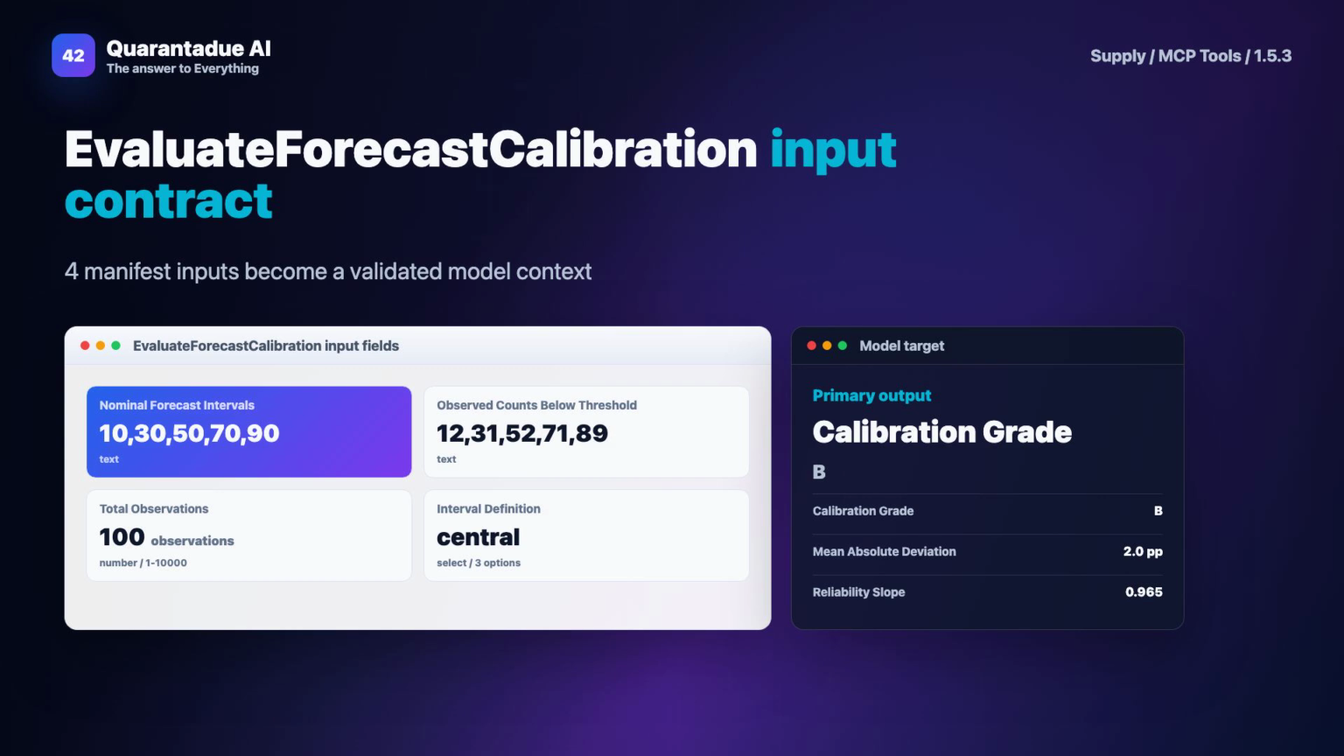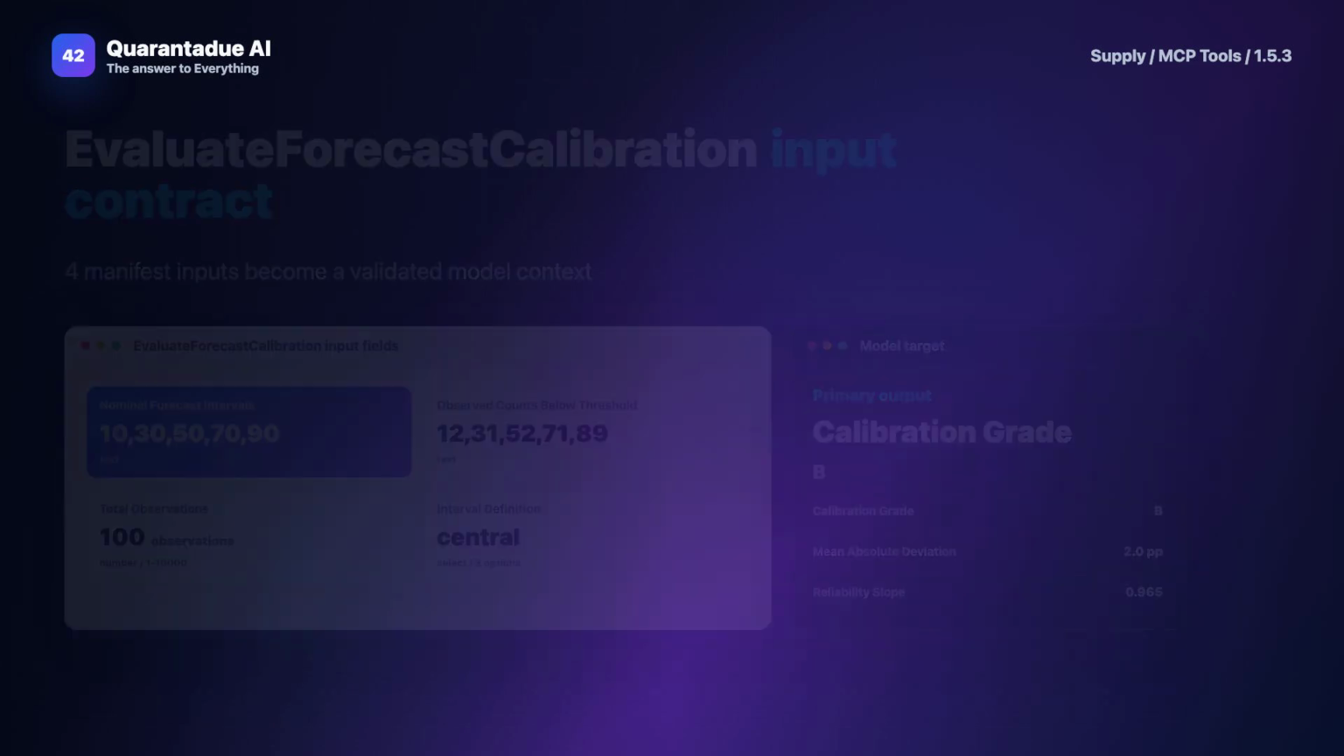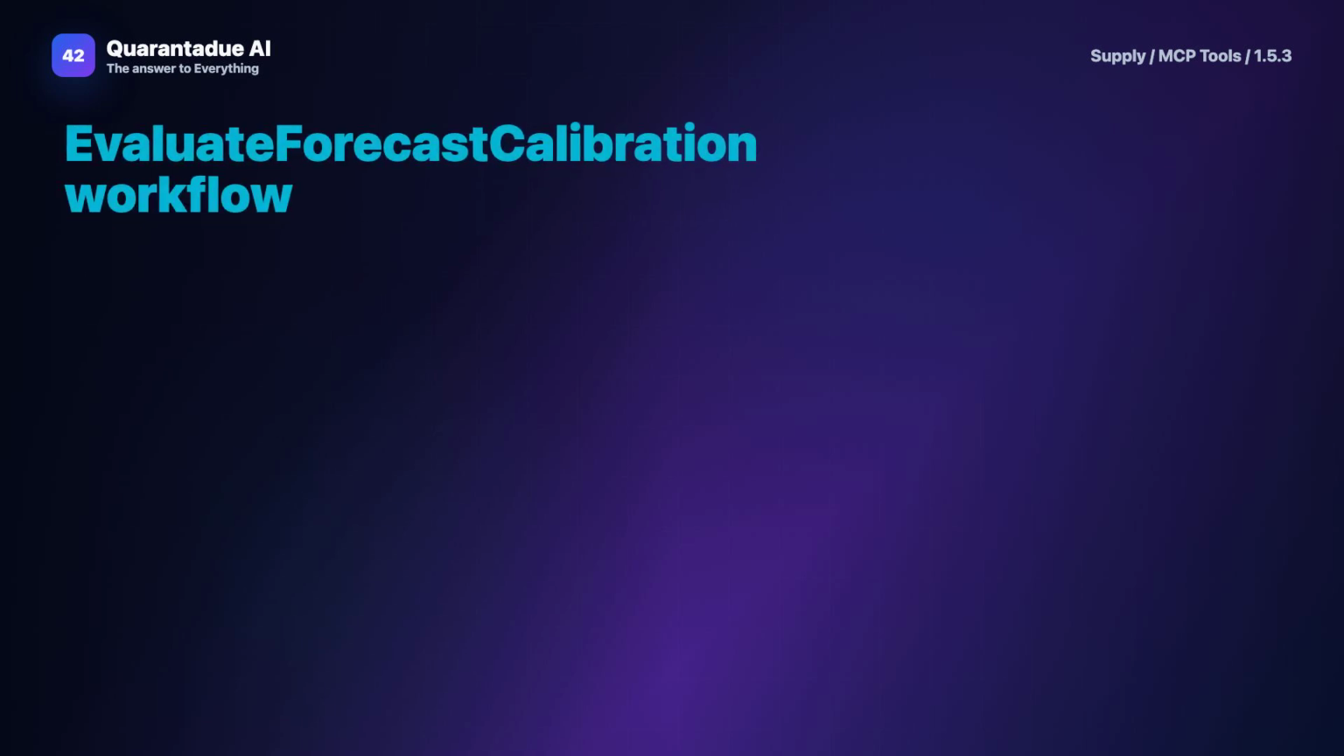A common misconception is that calibration is the same as accuracy, but it's not. Accuracy deals with point estimates, while calibration deals with the entire probability distribution. This distinction is crucial for probabilistic forecasting.